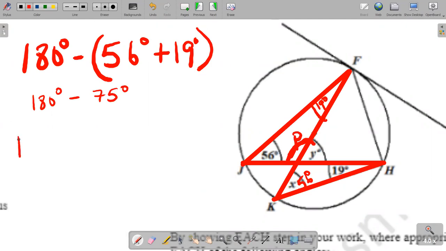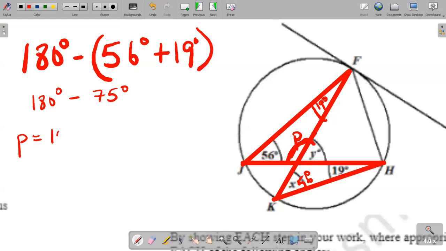So that means P is equal to... I'm not calculating, not a thing. In the exam, anything I need calculating, that's why I say everybody should have a calculator in their hand. What is 180 minus 75?